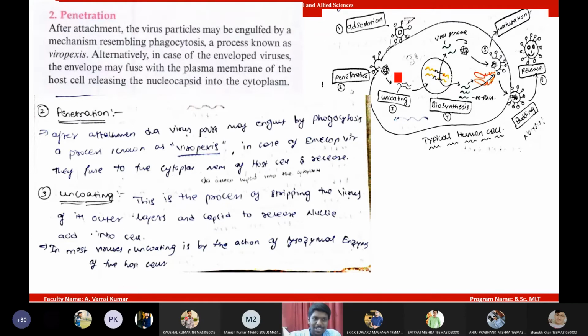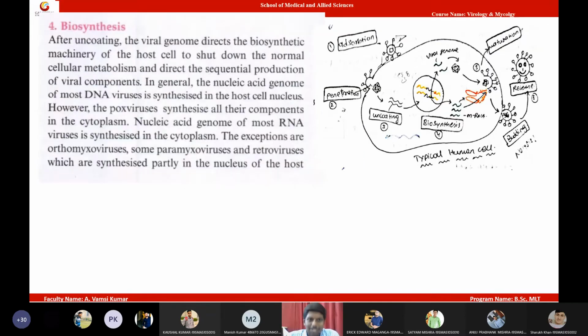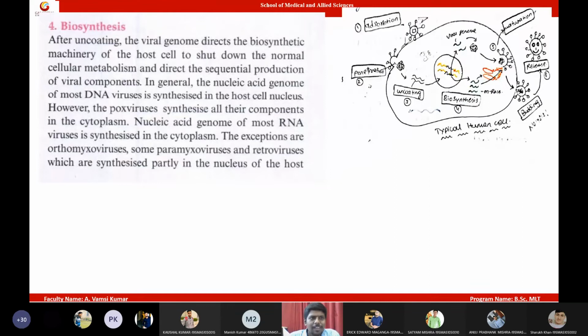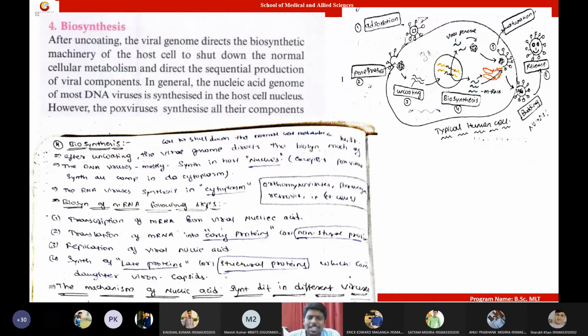Okay, so after uncoating, biosynthesis will happen. In the biosynthesis, nothing much, students. DNA viruses will replicate their DNA in the nucleus of the cell, whereas RNA viruses will replicate in the cytoplasm of the cell. That is the general statement. Whatever they're saying here is the same thing. DNA viruses will replicate in the nucleus of the cell, whereas RNA viruses will replicate in the cytoplasm of the cell.